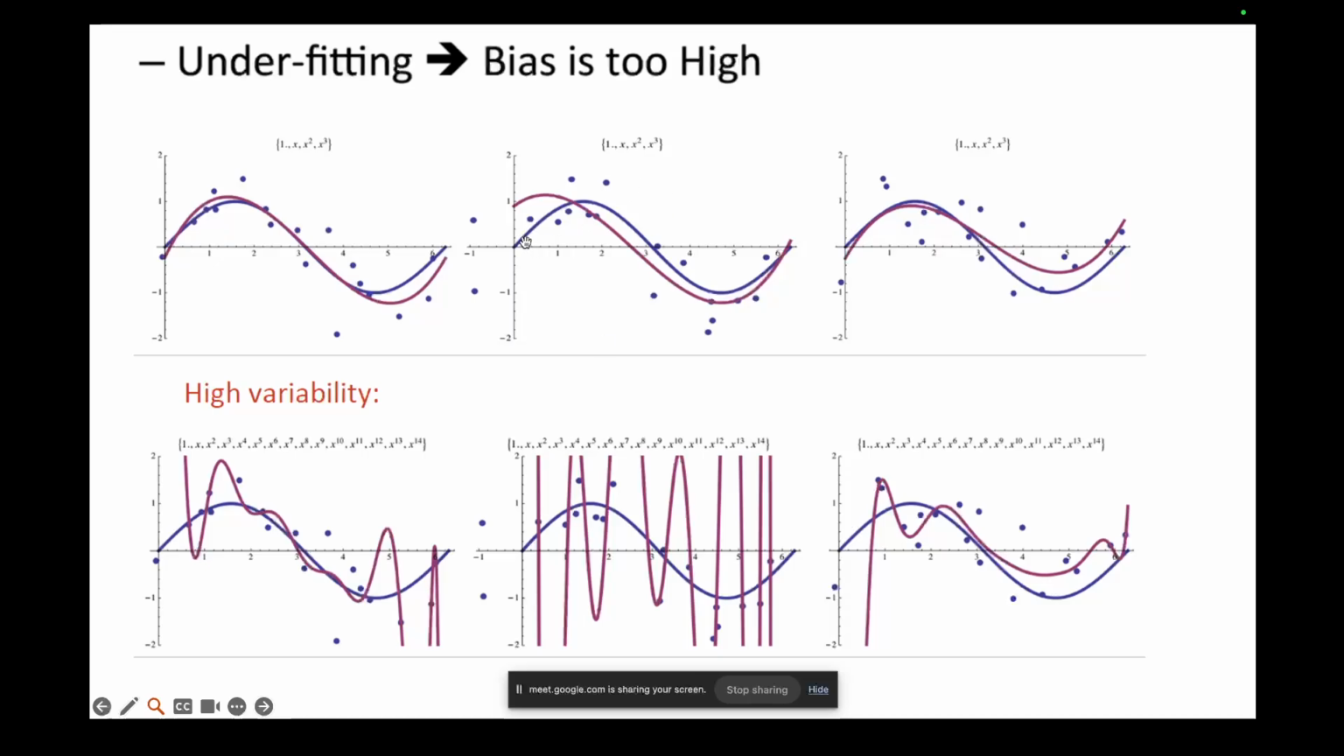Now, if you look, this blue line does not fit into any of the data points.